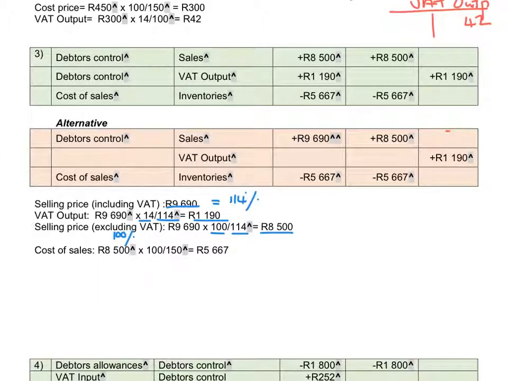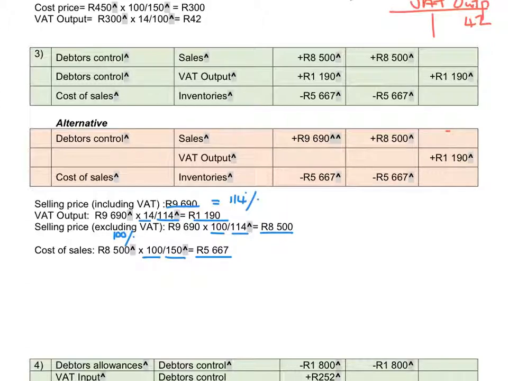So we will calculate the cost price on this 8,500, and the profit was made on cost price. So the cost price, the one that we want, is 100%. The sales price will be the 100% plus the 50% profit. So the sales price equals 150%. And then we get the cost price as 5667.